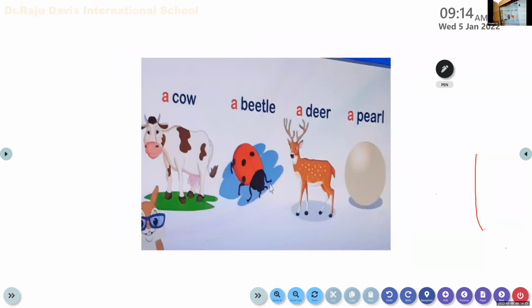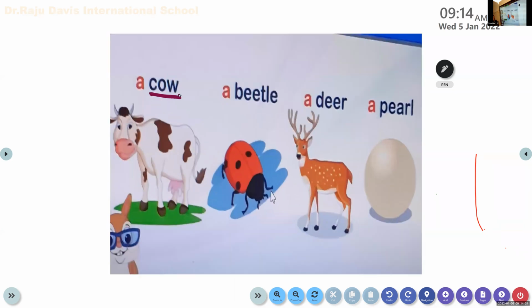All of you please have a look at it. Cow begins with a consonant letter C, so we have to use "a cow." Beetle begins with a consonant letter B, so we have to use "a beetle." Deer begins with a consonant letter D, so we have to use "a deer." Pearl begins with the letter P, so it is "a pearl." Clear to all of you?